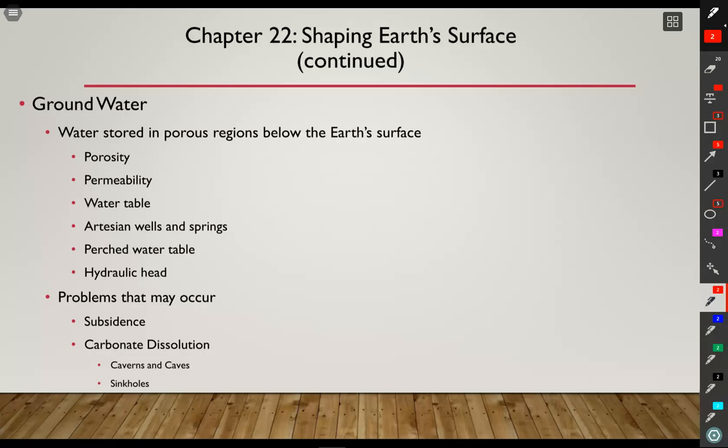Permeability is how easily water can go through the soil. You can have big pores, but if the pores are sealed off, then the water can't go through. So those two things are very important for the storing and transportation of water in the earth. The water table, I've already talked about, that's the level of saturation.